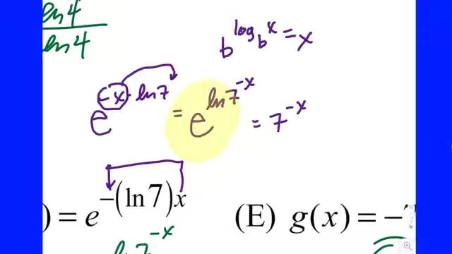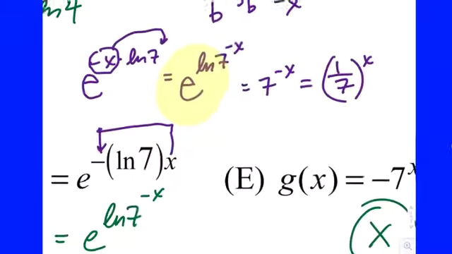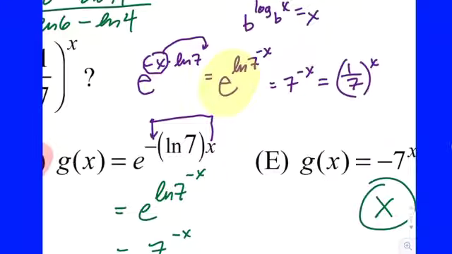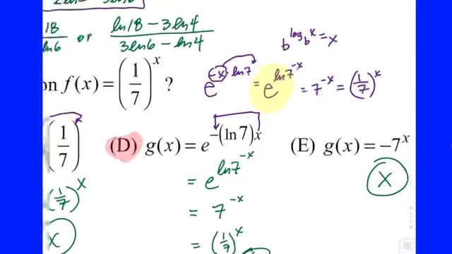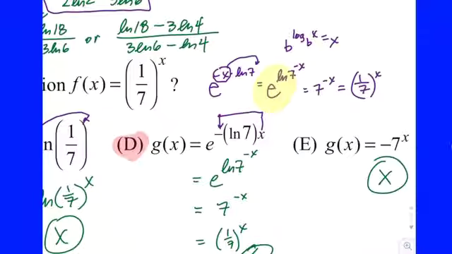And of course, 7 to the negative x is different than negative 7 to the x. That's the reciprocal. That's 1/7 to the positive x. And so with a little manipulation, you can verify that that one is indeed equivalent. So process of elimination, or just go at it, or both. Good test taking strategies.